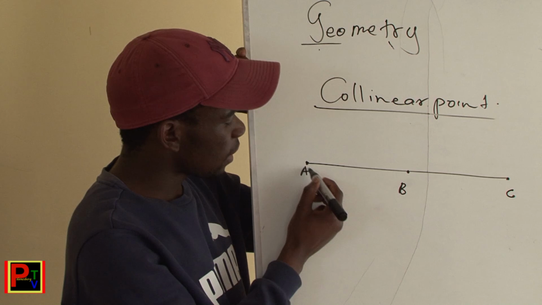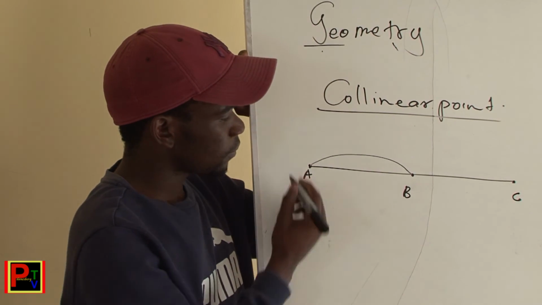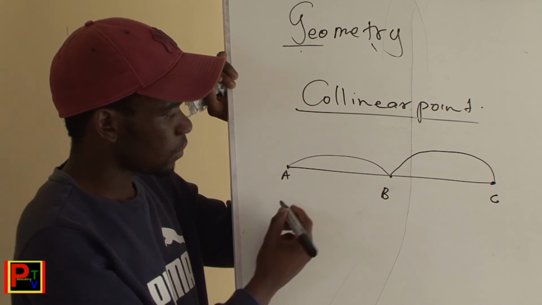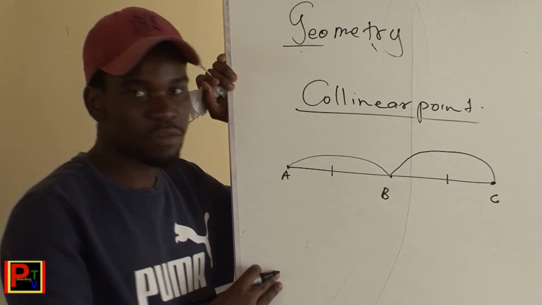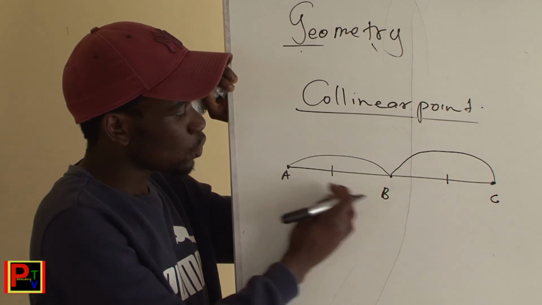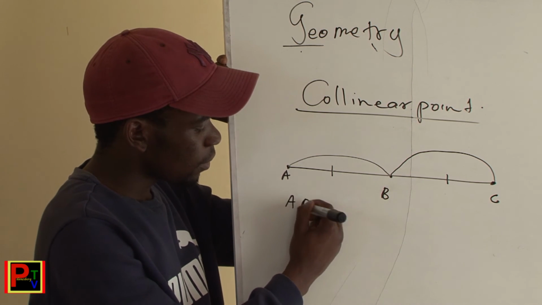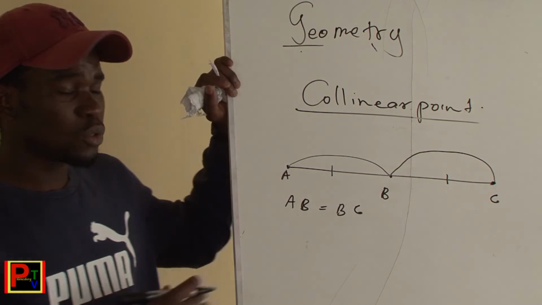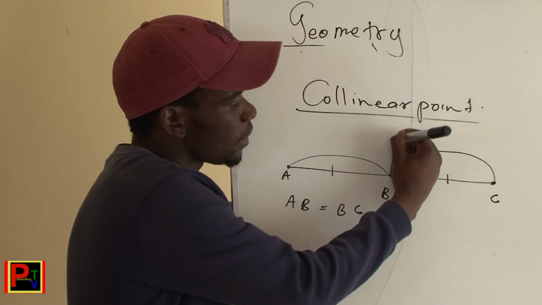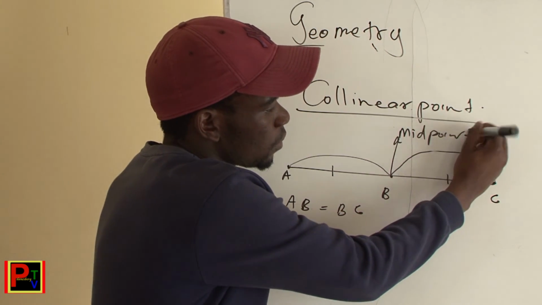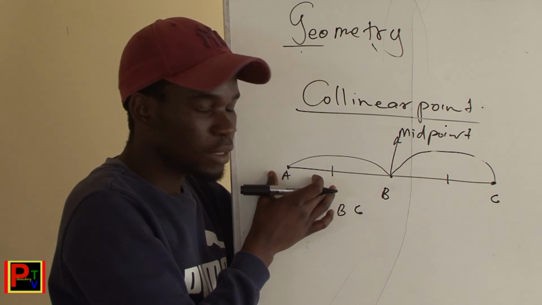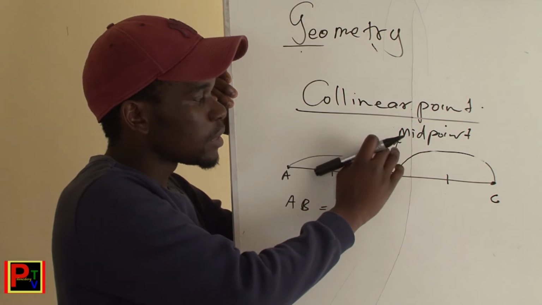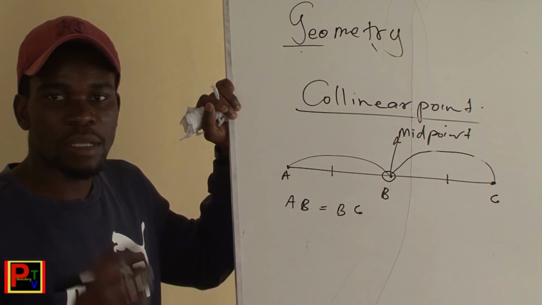If the distance from A to B is equal to the distance from B to C, if this is equal to this, therefore we are saying that these two lines are collinear. AB is collinear to BC. Now, not only that, this point we call a midpoint because it is the point between A and C. So if we have a point between A and C and it's in the middle, that simply means it's our midpoint.